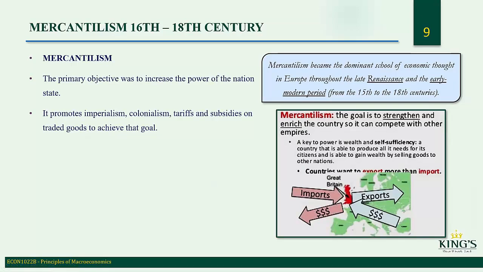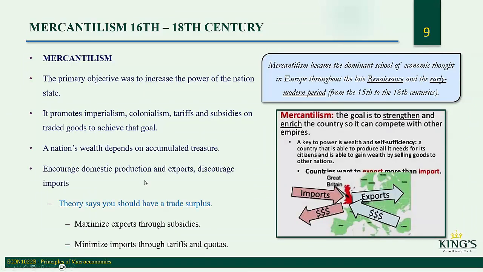In this time, a lot of trade was done with precious metals like gold and silver. So the idea was that countries wanted to export as much as they can and not import, so they can increase their amount of gold or silver. You can think of it that the nation's wealth depends on accumulated treasure. So you export as much as you can, encouraging domestic production and discouraging imports, and the focus would be on a trade surplus.